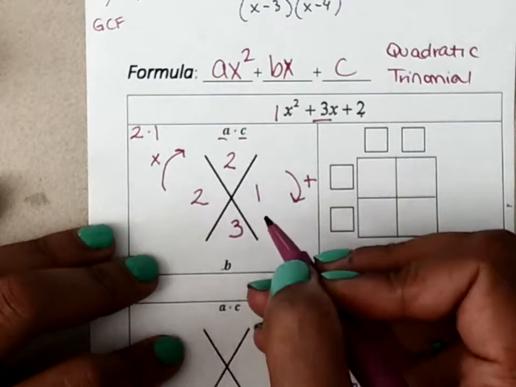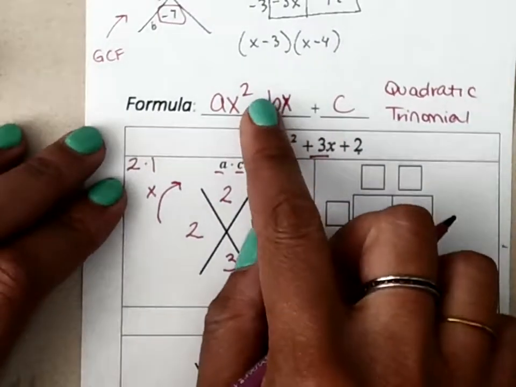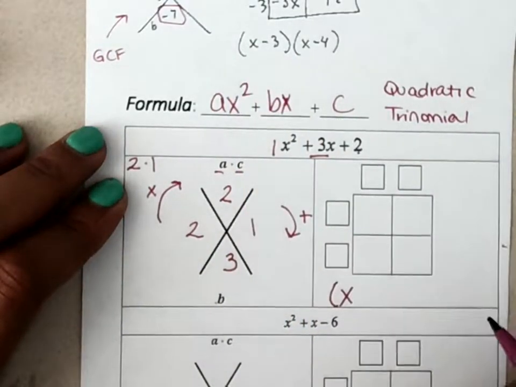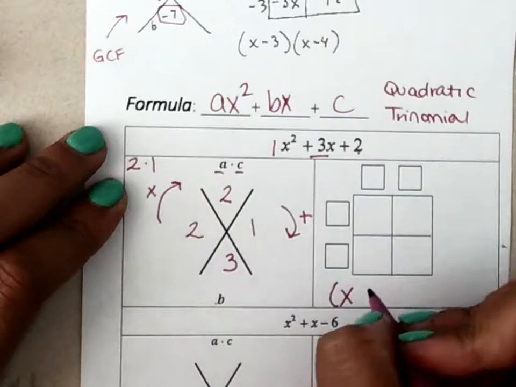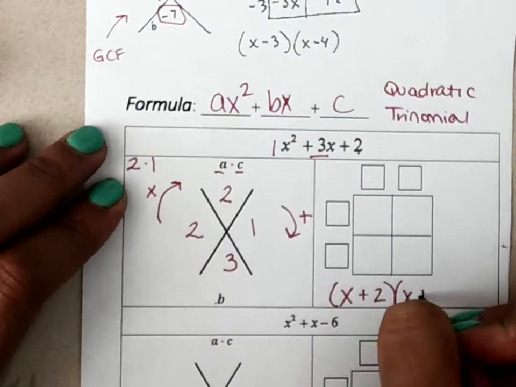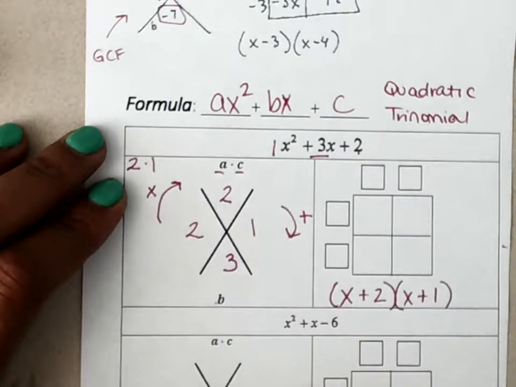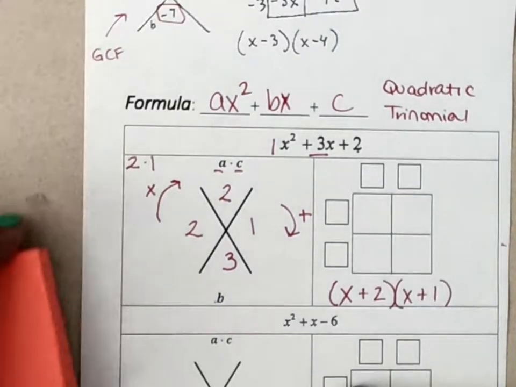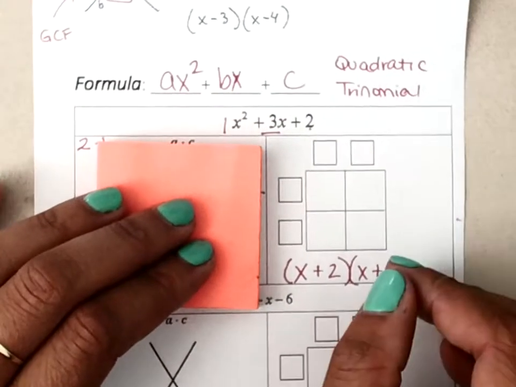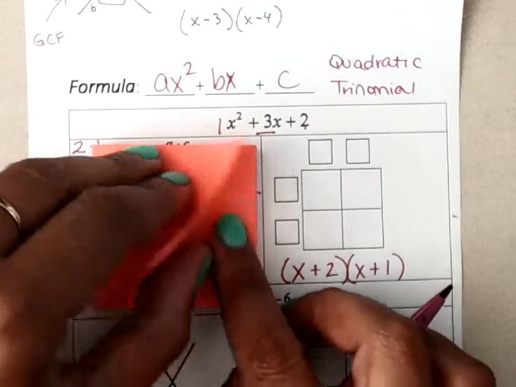Our final answer would therefore be in the same exact format, with x coming first, plus 2, quantity x plus 1. If we wanted to use the box method instead, this is how we would do it. We're going to pretend that we don't have our answer yet.